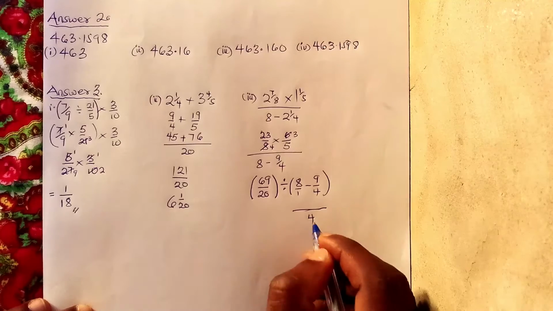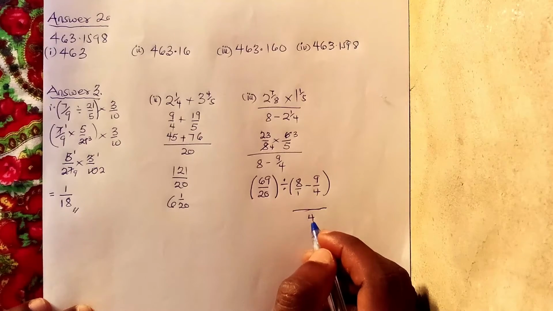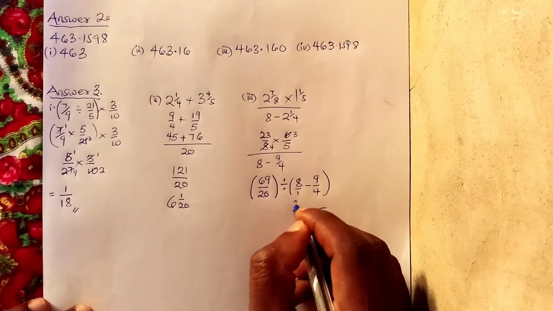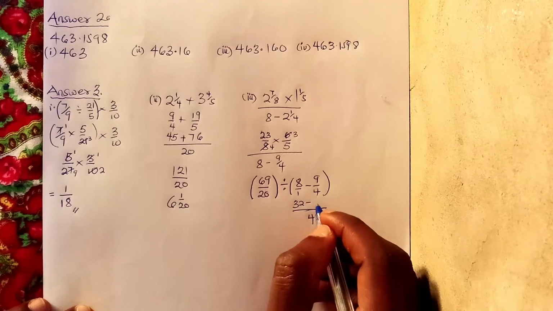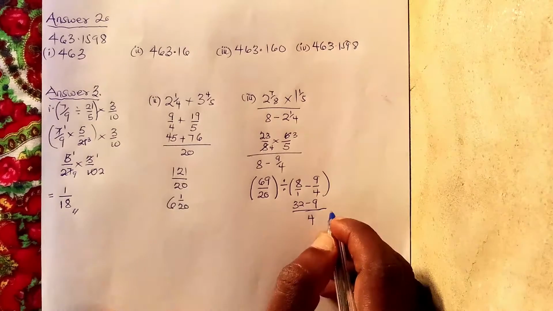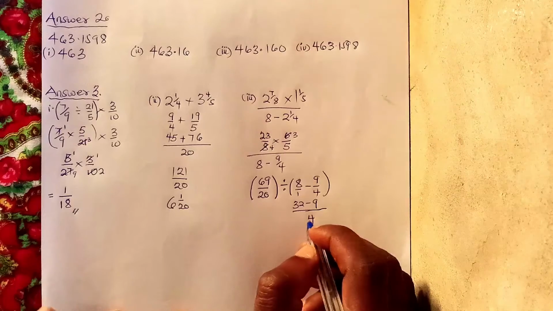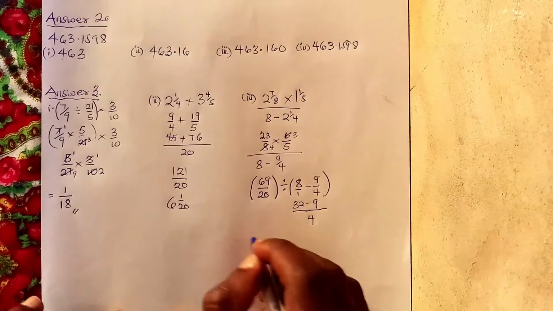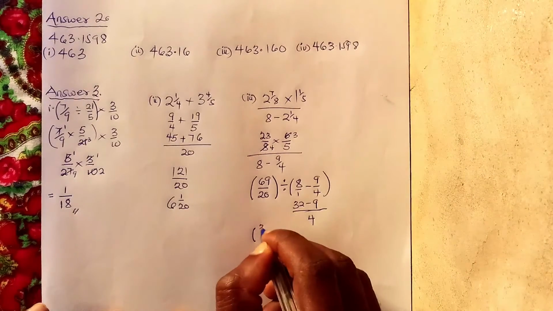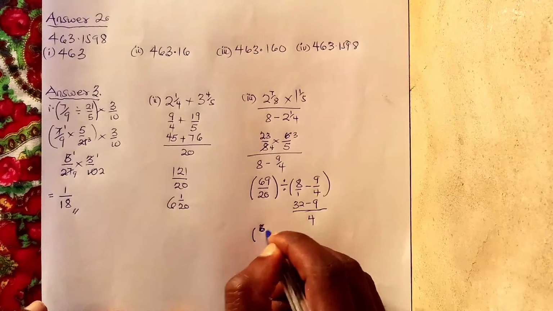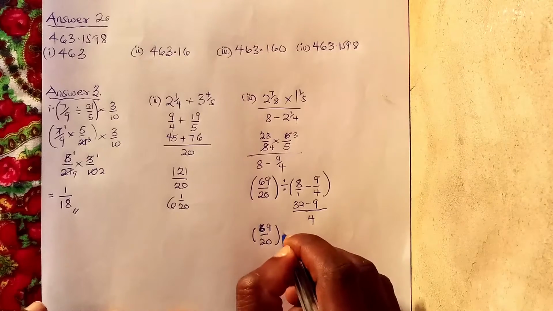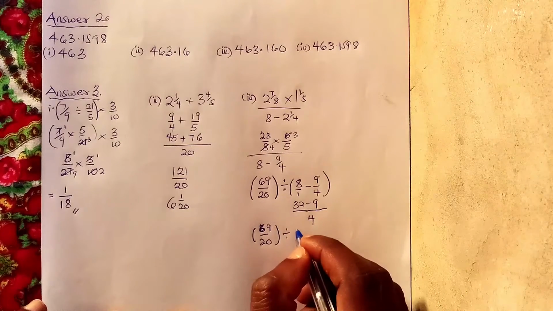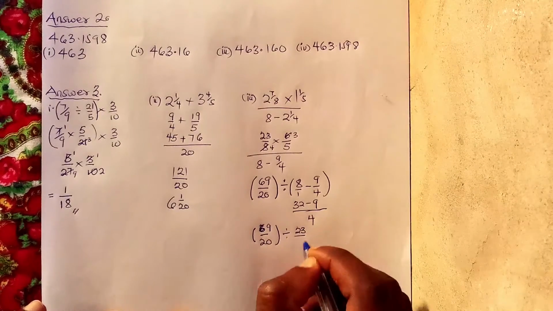We have 4. 1 into 4 is 4. 4 times 8 is 32. 4 into itself is 1. 1 times the 9, that's the numerator, is 9. With this, we subtract. So we have 69 over 20 divided by, when we subtract we get 23 over 4.